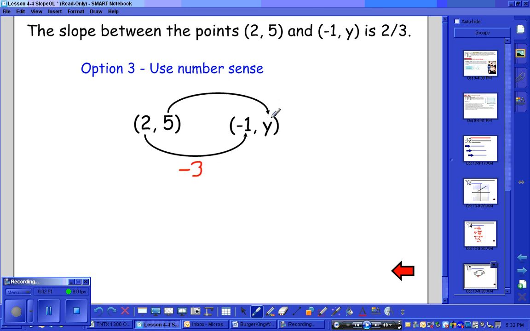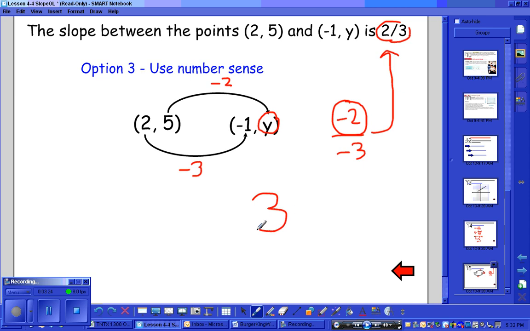In order for rise over run to come out as 2/3, let's think about what we would need. What number would have to go here to give us a slope of 2/3? Well, it would have to be a -2. The negative would cancel with the negative. So we need for the change in y, or the rise, to be -2. What number can I put here so that we could start at 5 and go down 2? Well, starting at 5 going down 2, this value would have to be 3, same as the other two ways.